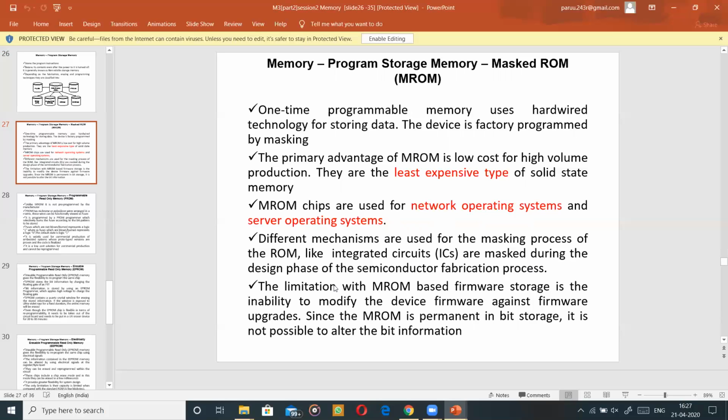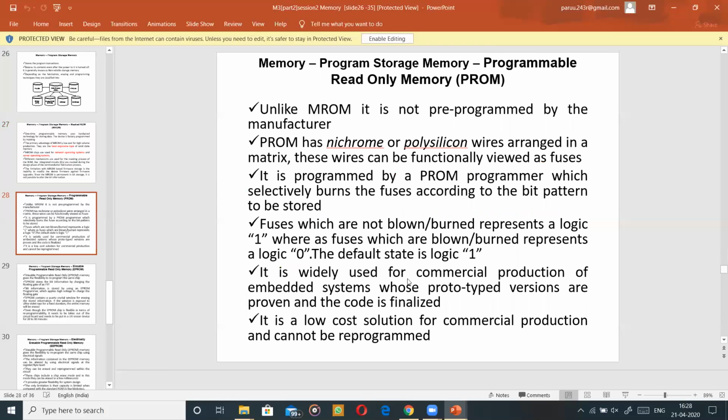So the limitation of MROM-based firmware storage is the inability to modify. As I already said, once the memory is programmed and given to the customers, they cannot rewrite it. Whenever there are upgrades, we cannot modify it, because MROM is permanent in bit storage and it is not possible to alter the bit information. So now let's go to the next slide.